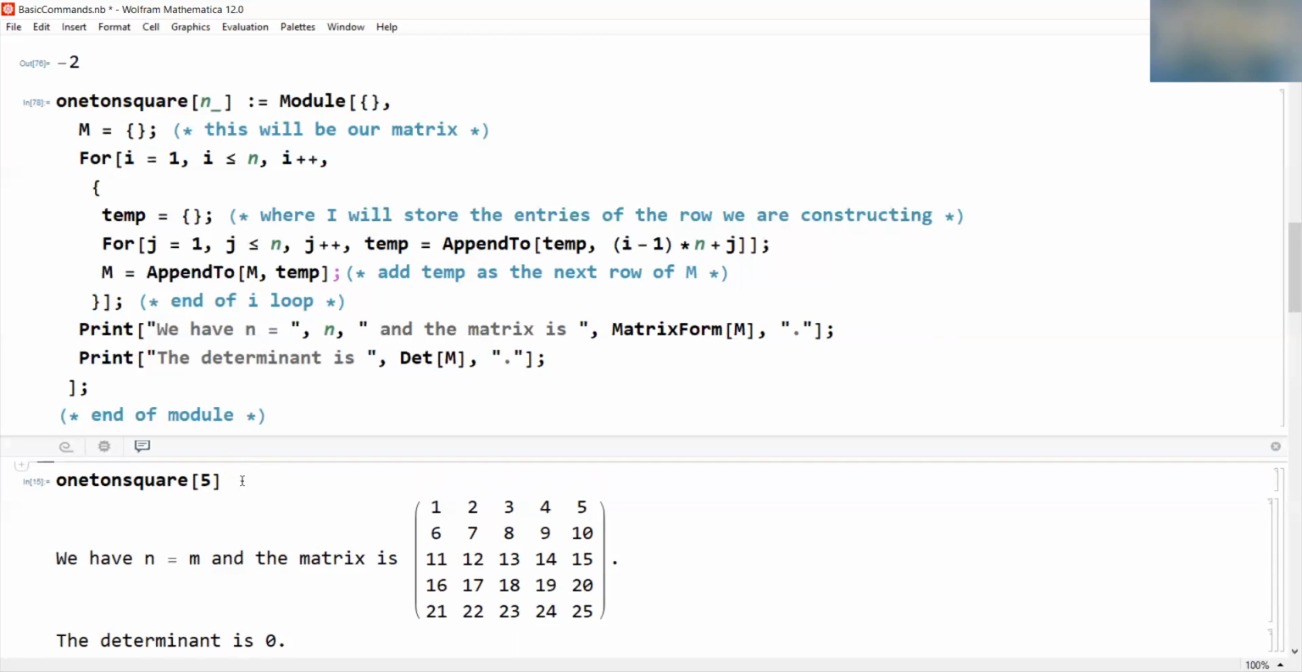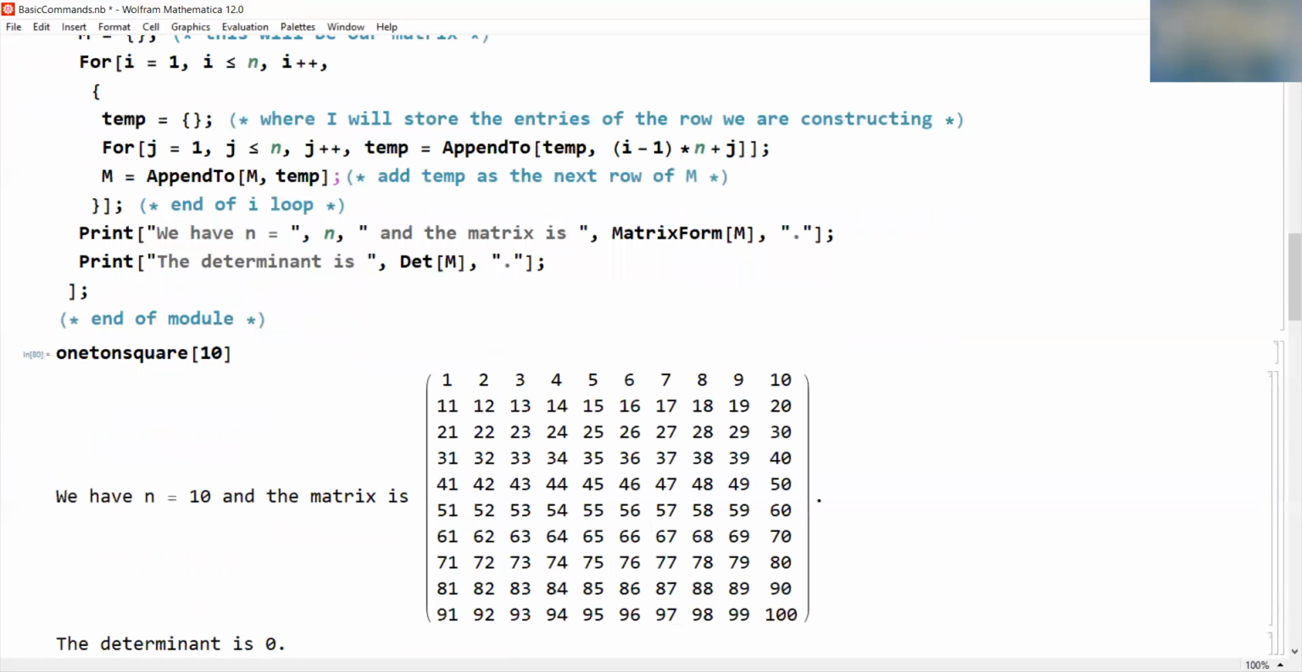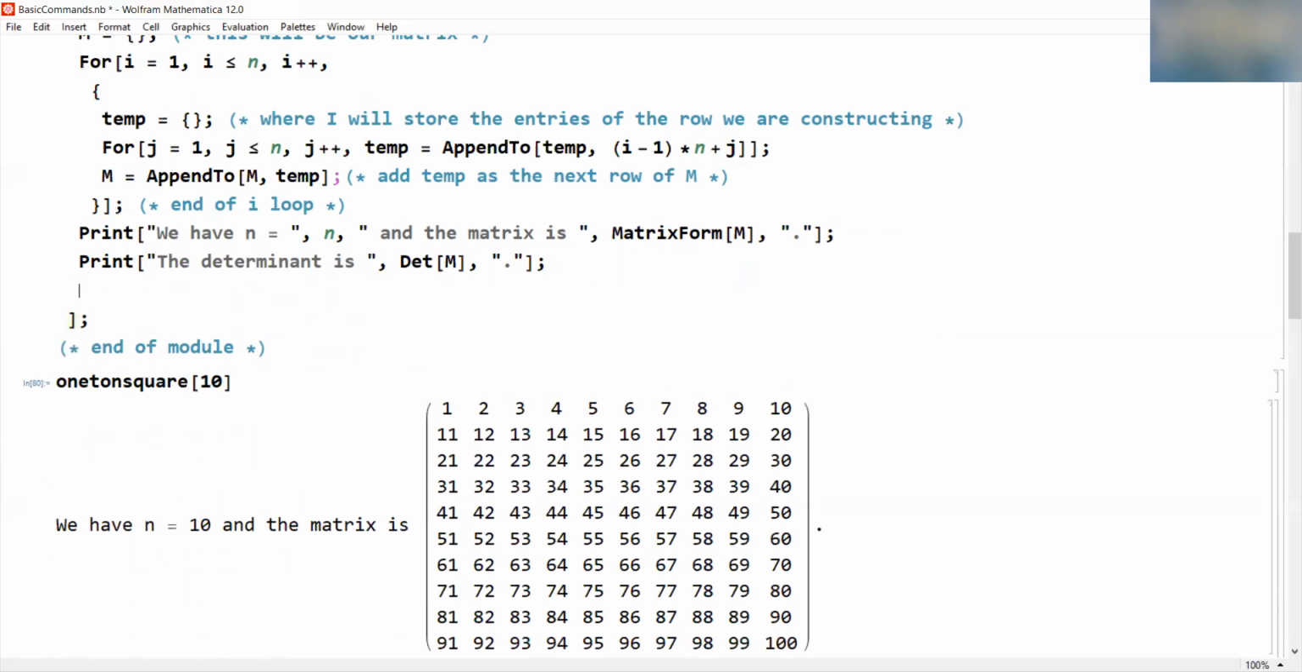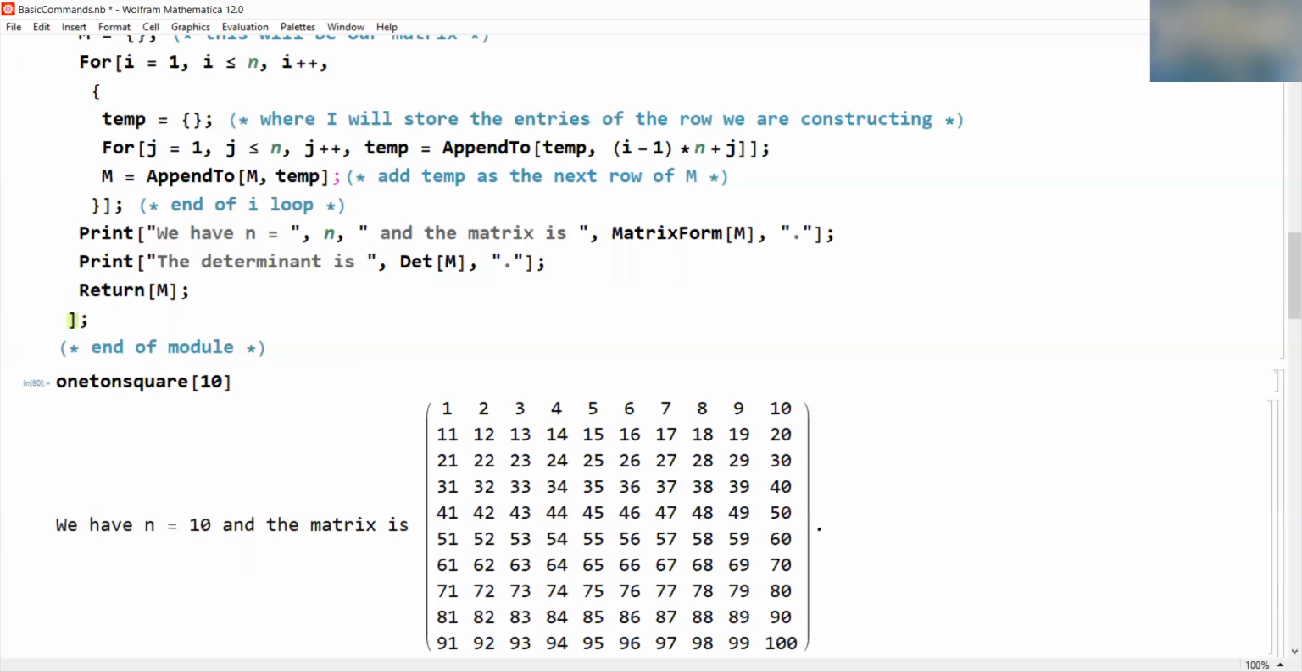Now I have this new command. If I type 1 to n square 5, it will compute the matrix. I could do 10 if I wanted a bigger matrix, and there's the numbers 1 to 100. Filled it in. So when I gave you a homework problem for extra credit, you want to build up some intuition. So what we could do, we could put in a little bit more stuff. We could actually do return M. So what do you think return M does?